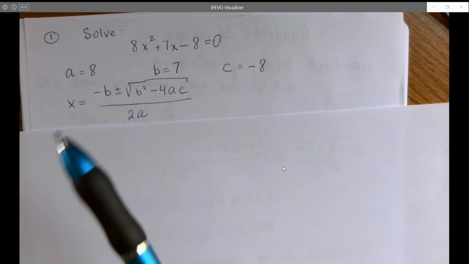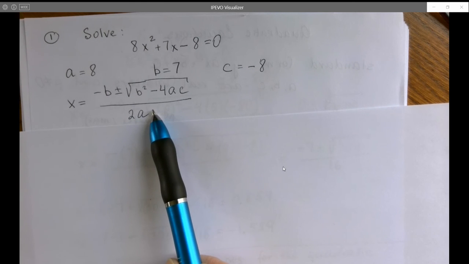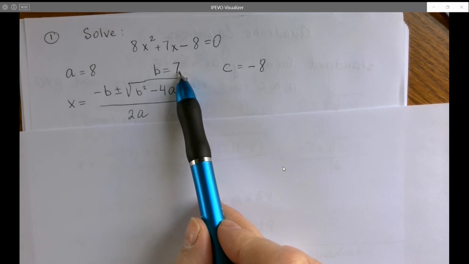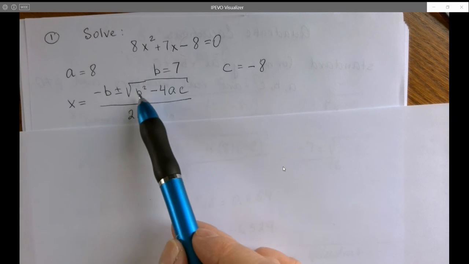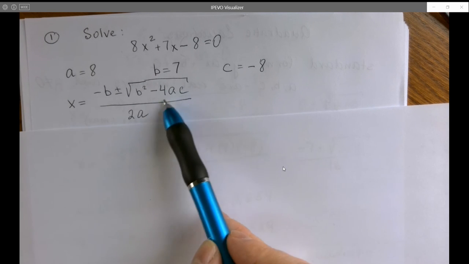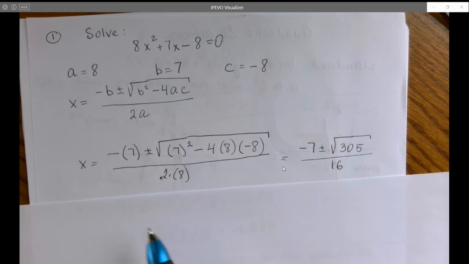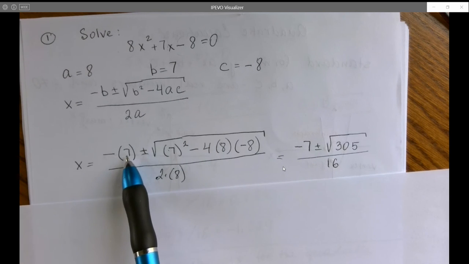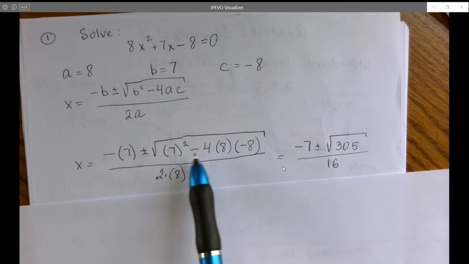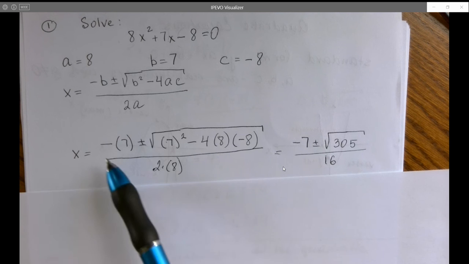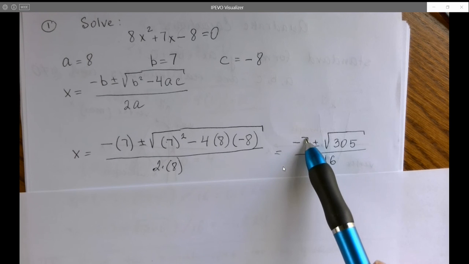Again, we need to use the quadratic formula that we have to memorize. Now we will substitute 7 for b, 8 for a, and negative 8 for c. Let's see how it works. Each time you substitute a number, you should put it inside of parentheses, here and here and here and here. Now, negative 7, we will just drop the parentheses.